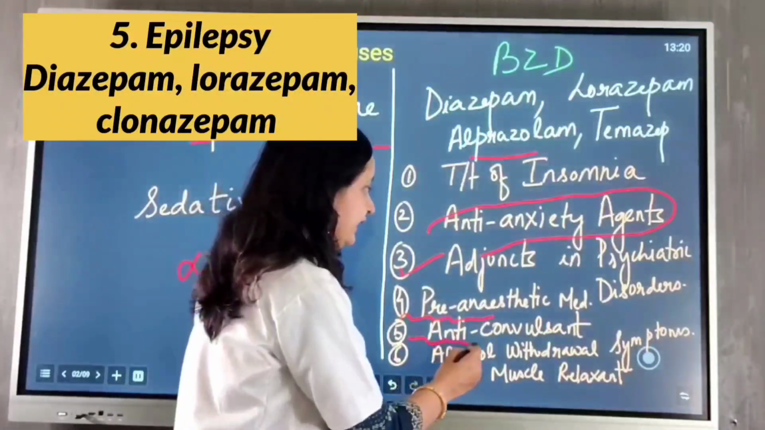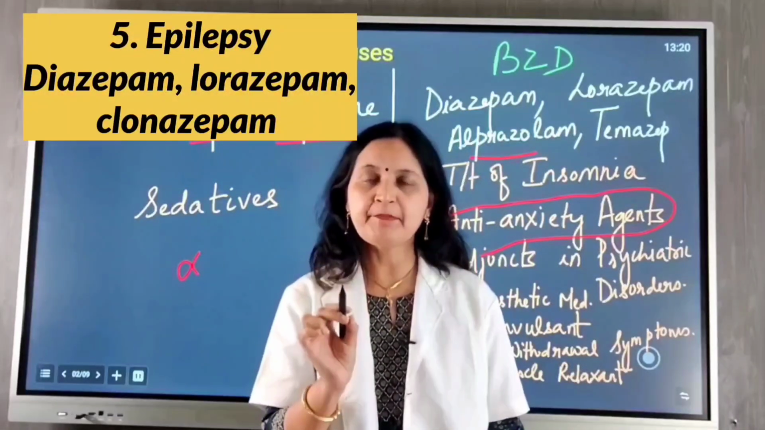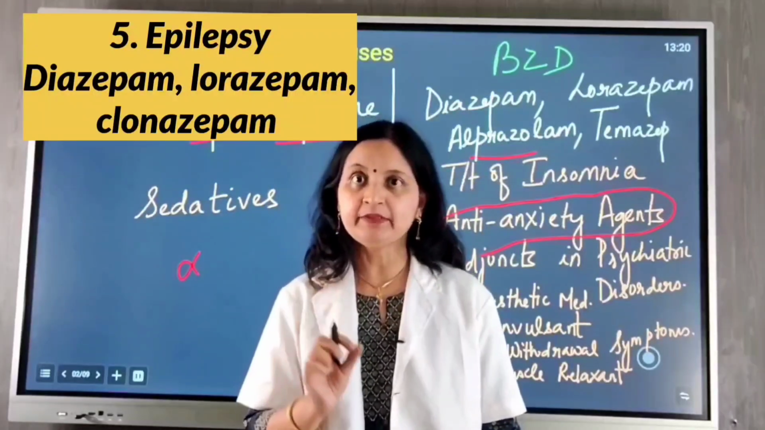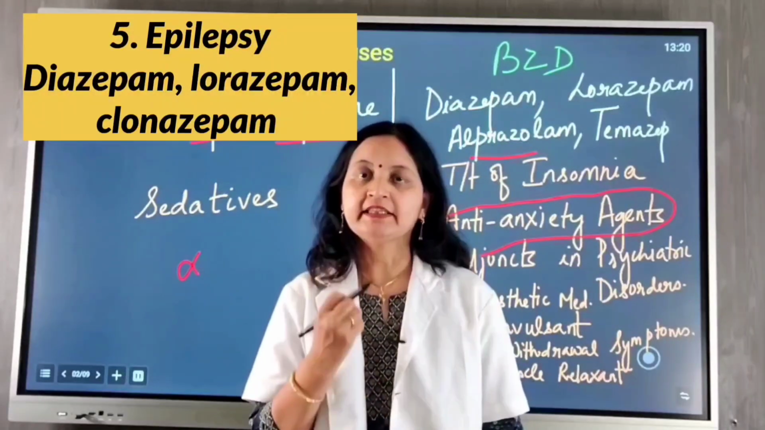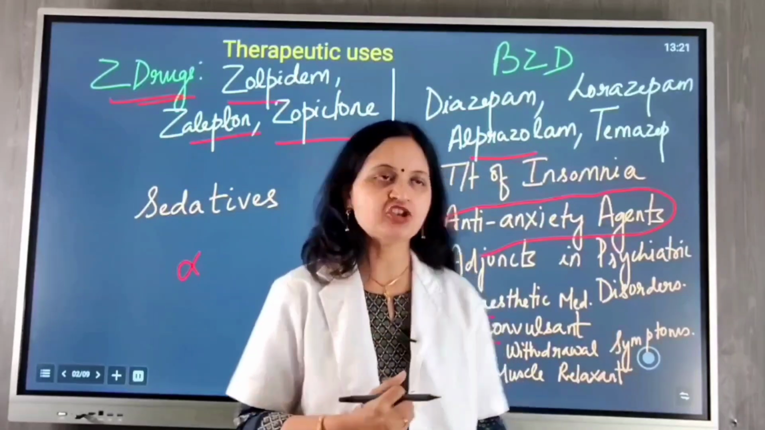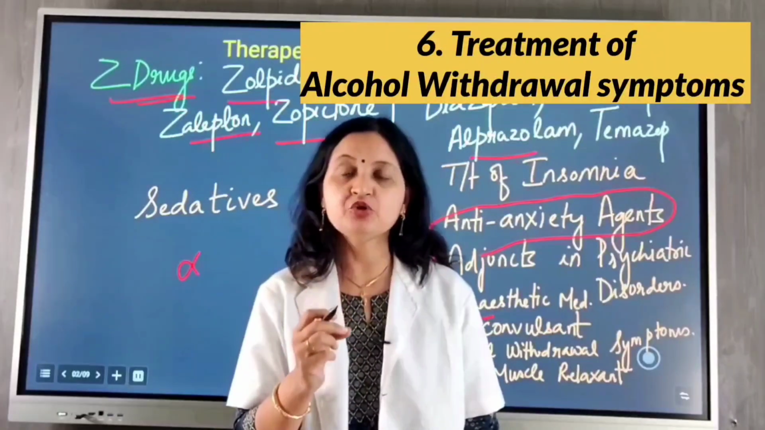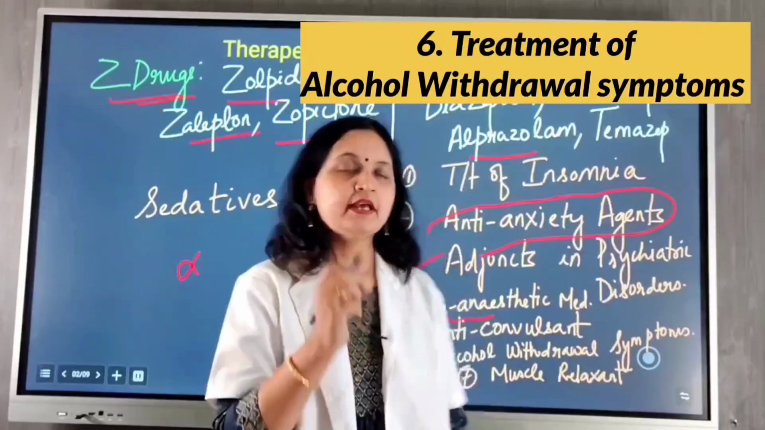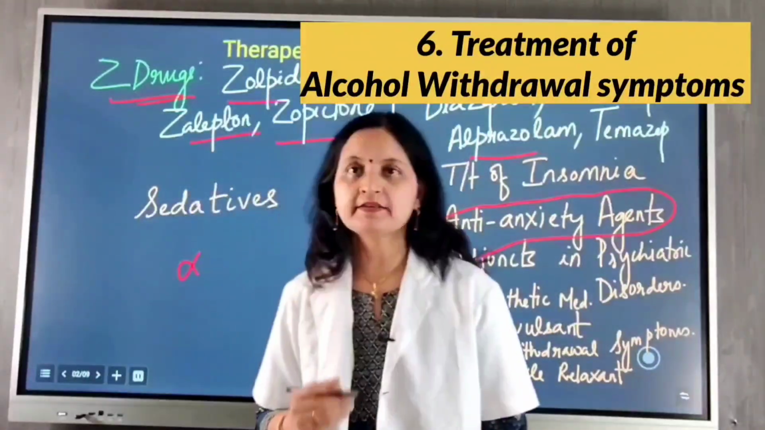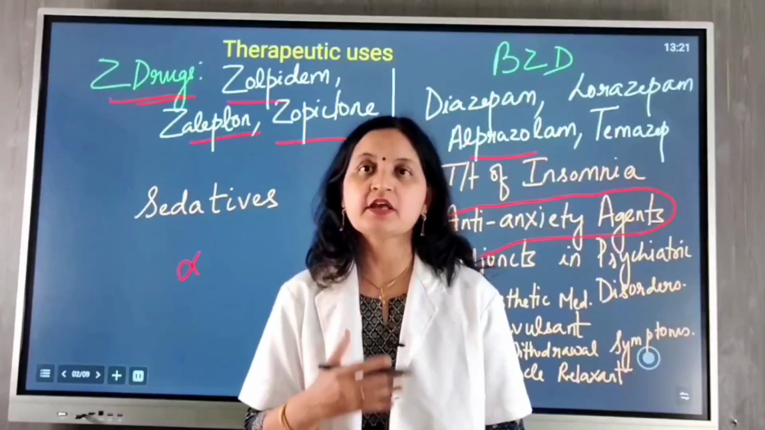They act as anticonvulsants because benzodiazepines such as diazepam, lorazepam, clonazepam are used for treating status epilepticus. It's a life-threatening condition and they can be used for controlling seizures. Benzodiazepines such as diazepam can also be used to reduce withdrawal symptoms associated with alcohol withdrawal. They can also be used as a muscle relaxant to reduce spasticity that is associated with multiple sclerosis or tetanus.